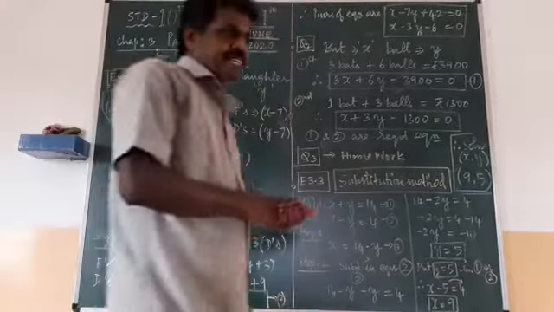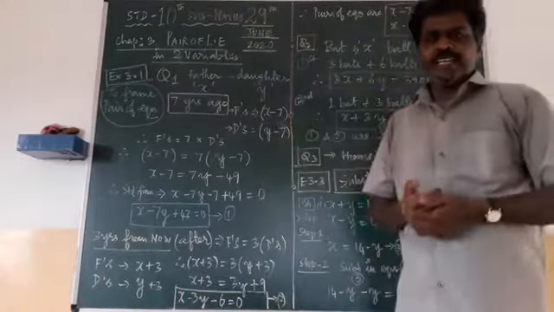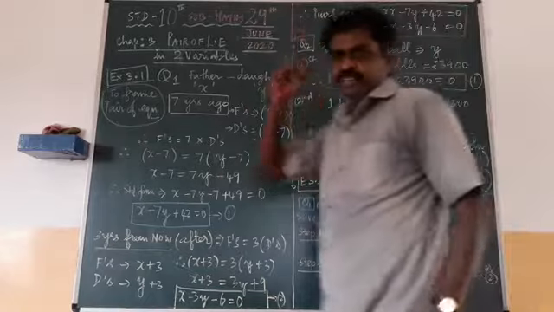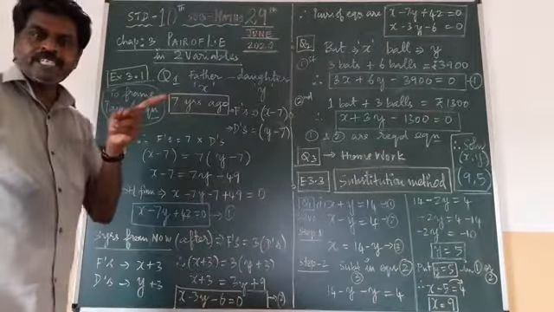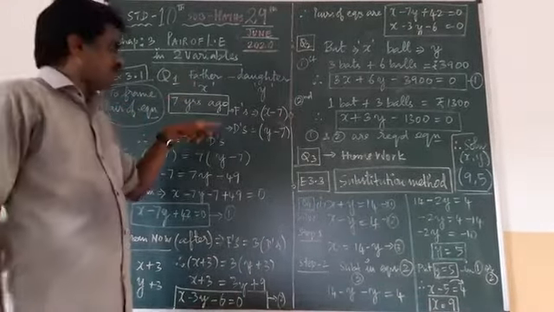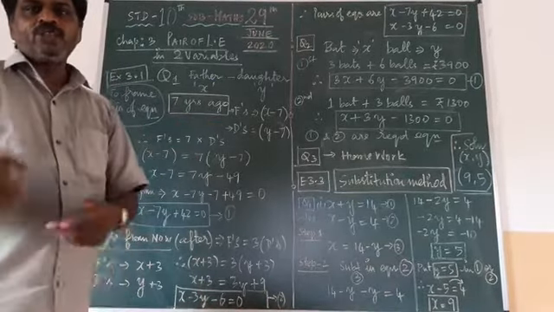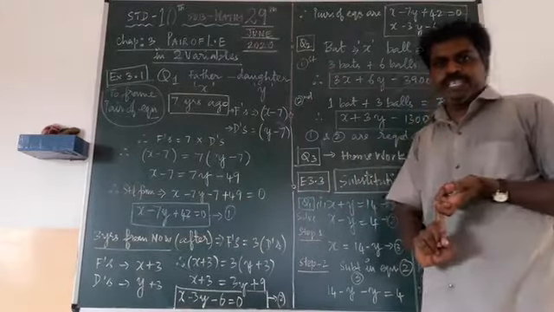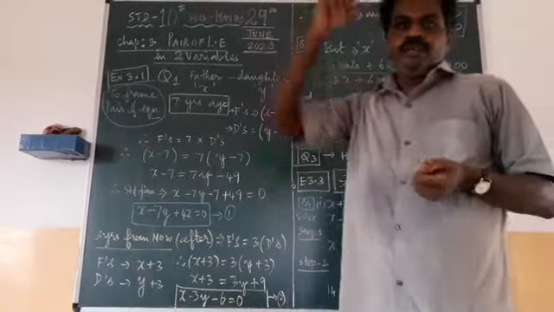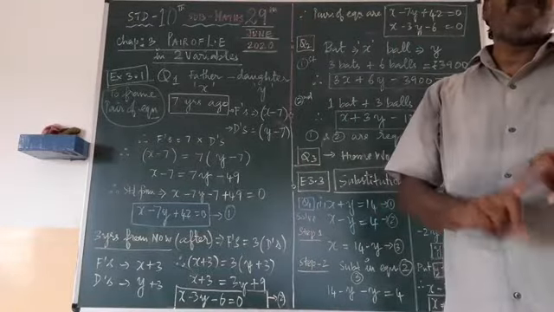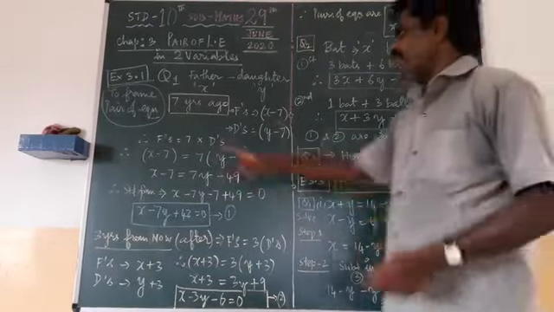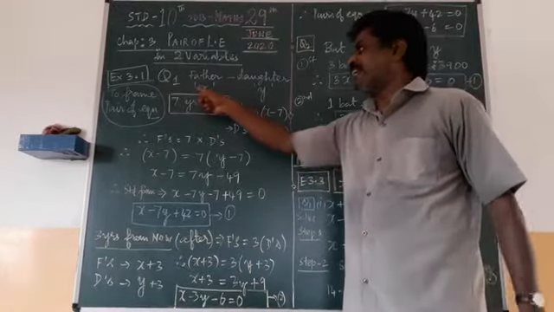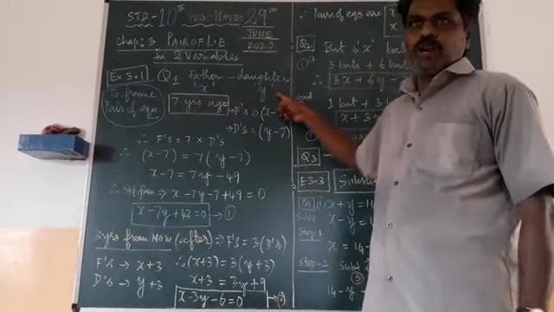A father and daughter are there. The father is telling his daughter that 7 years ago, he was 7 times your age. What is he telling? The father is telling his daughter that 7 years ago, his age was 7 times his daughter's age. So I have written 7 years ago, father's age. Now you also know the father's age is X and the daughter's age is Y.